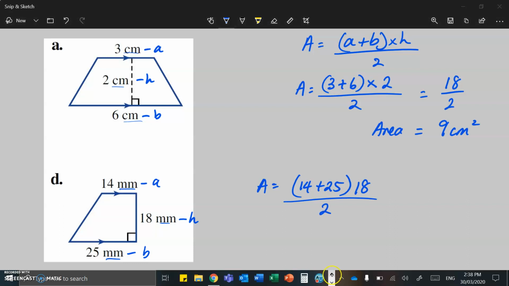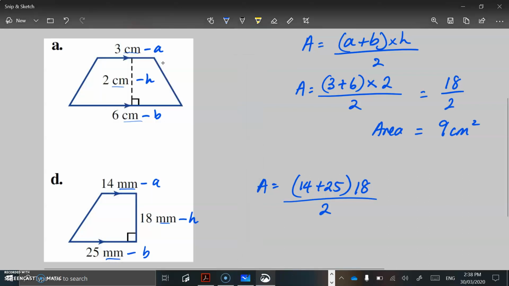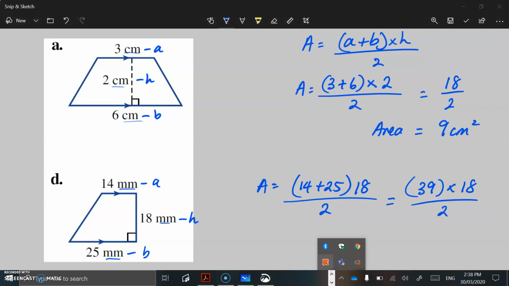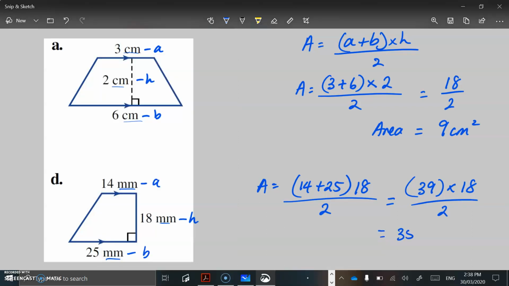Okay, so let's break it down into steps. So 14 plus 25 is 39. So 39 times 18 divided by 2. So 39 times 18, and then halving that will give us 351 millimeters squared. Okay, so as simple as that.